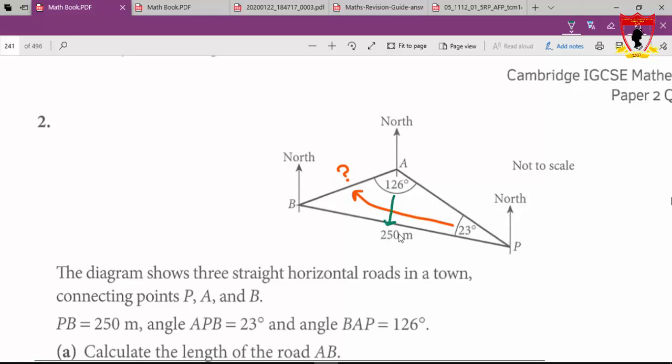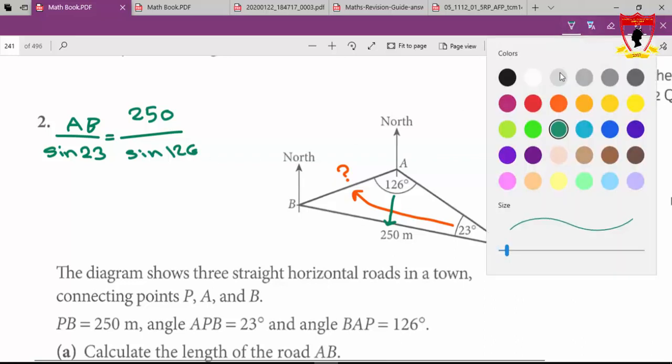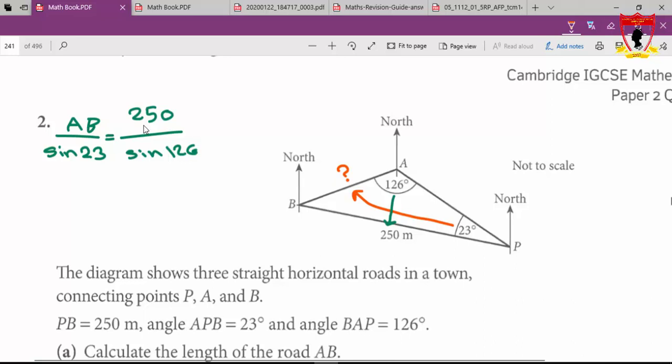So, we can use the sine rule because the sine rule is easier than the cosine rule, and it is applicable here. The side is missing, so it goes on top: AB over sine of the opposite angle. AB over sine of 23 is equal to 250, because it's given, over sine of 126. Now, to get the missing side, we need to multiply 250 by sine of 23 to get rid of this number in the denominator. So the length of AB is equal to 250 times sine of 23 over sine of 126.